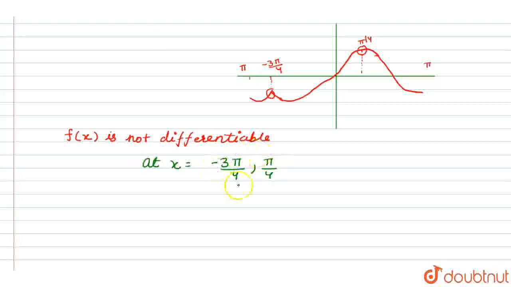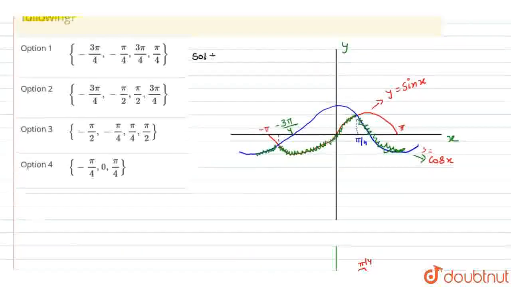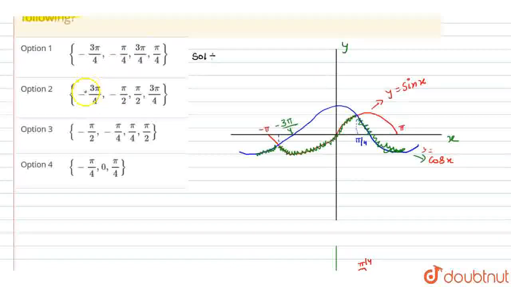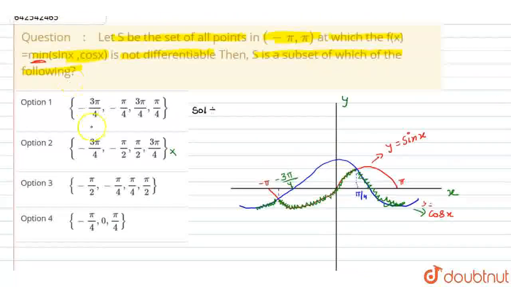Now checking with the options: one option has minus 3π/4 but not π/4, so this is wrong, because we need a subset containing both. We need minus 3π/4 and π/4, so option 1 is the right answer. This is the subset of all points in (-π, π) at which f(x) equals the minimum of sin x and cos x is not differentiable. Thank you.